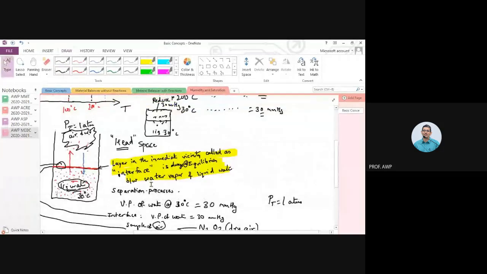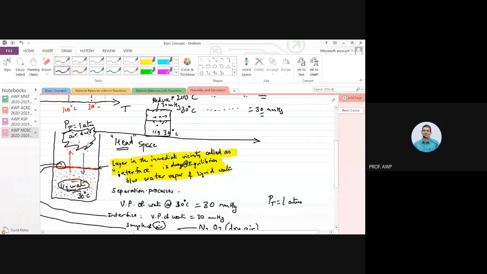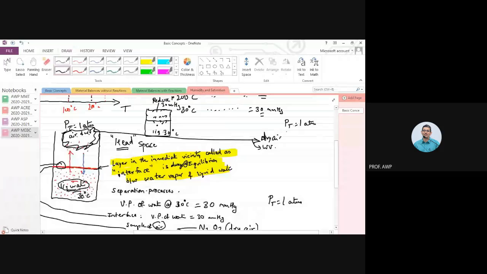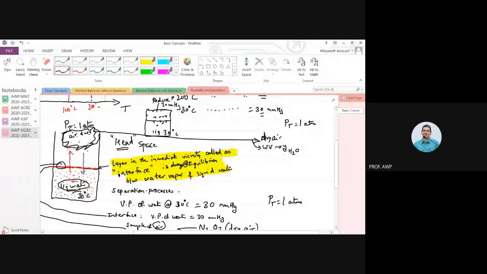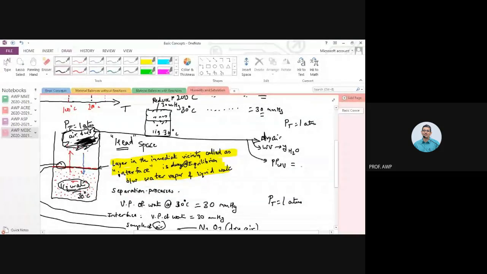But if I take a sample of air from here, now this is going to contain dry air and it is going to contain water vapor. Total pressure is still 1 atmosphere. That beaker or that bottle is open to atmosphere. Now, if I say YH2O is the mole fraction of water vapor at this location, then partial pressure of water vapor at this location would be YH2O multiplied by total pressure.